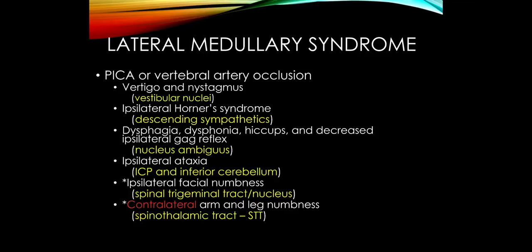Remember what that looks like. The pupil's a little smaller. That's called miosis. It's a little droopy. That's called ptosis. And you can have some loss of sweat on the ipsilateral, usually forehead area. That's called anhidrosis.